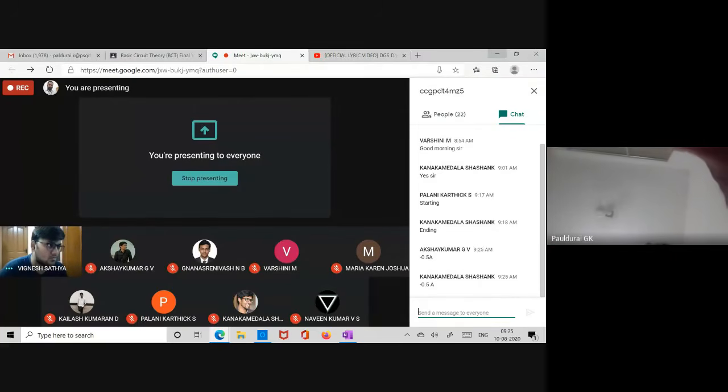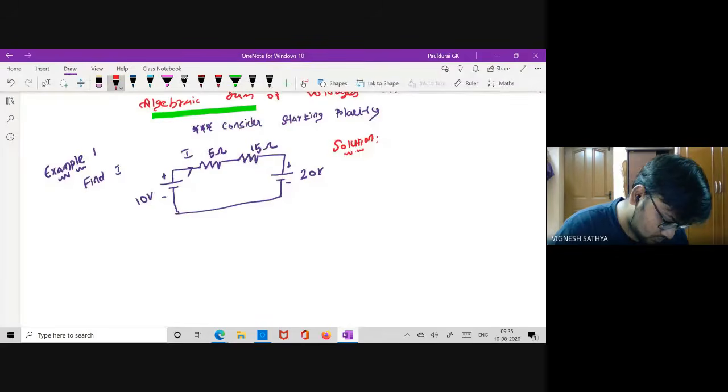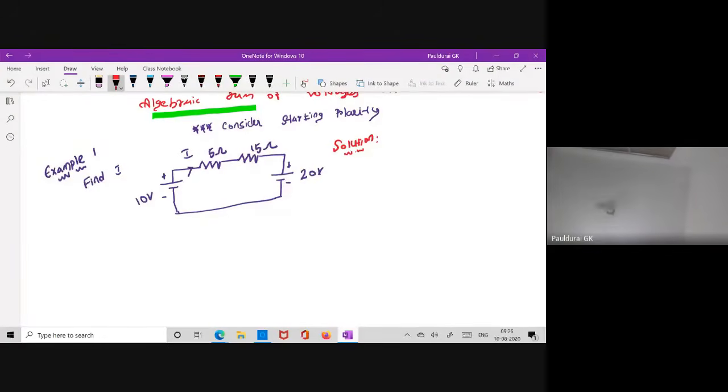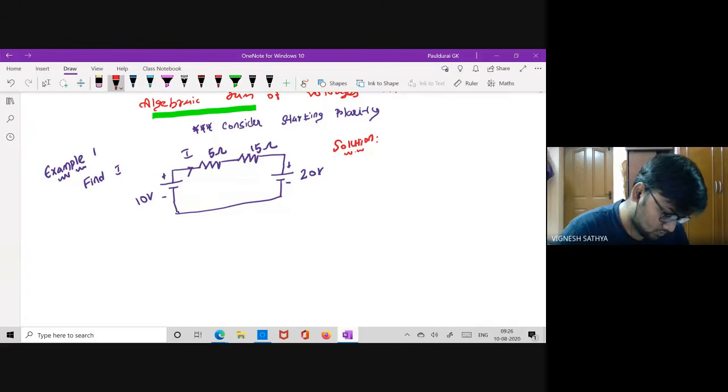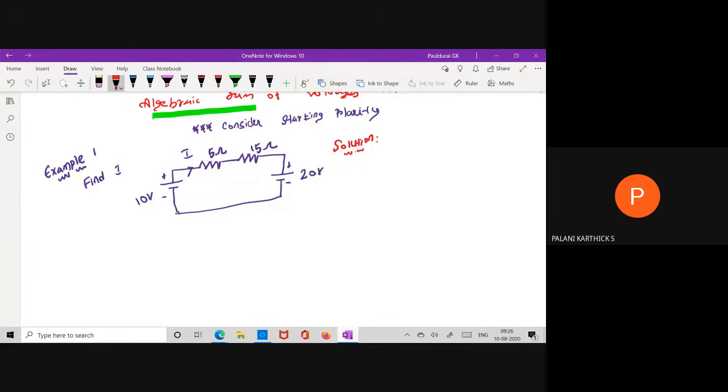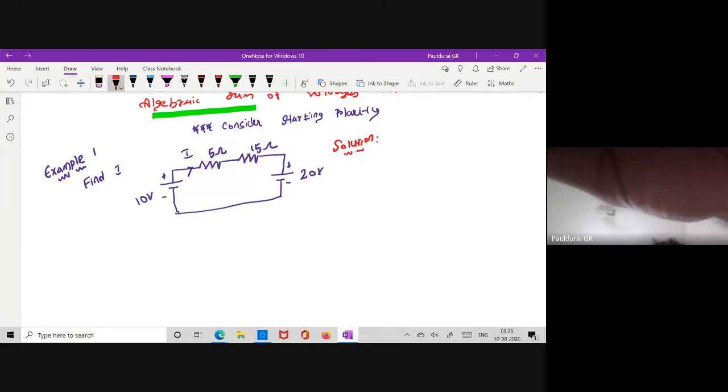Minus 5 ampere. Yeah. How? Others, are you getting it? If you follow my concept, it is very simple. So at a loop, right? So you want to follow KVL. So in KVL, as I told earlier, always go with starting polarity.